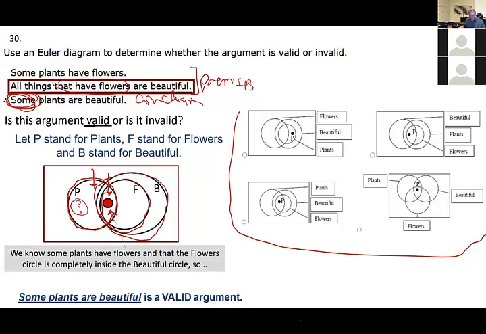If it had said all plants are beautiful, that argument would be invalid. But because it just said some plants are beautiful, you can find a way to put a dot that's in a plant circle and a beautiful circle. So that argument is in fact valid. So you have to pay really close attention to some versus all, things like that as you're working these problems.